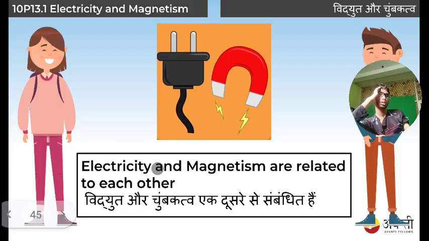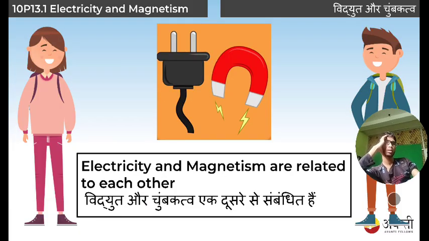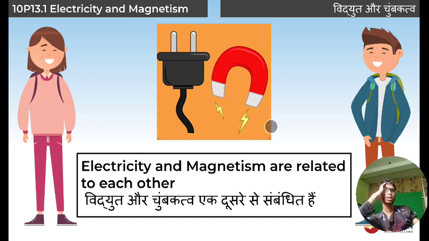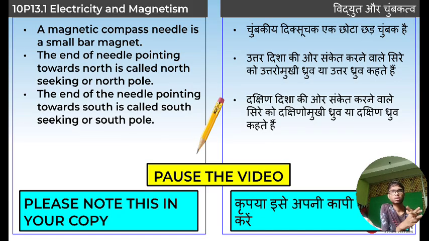Electricity and magnetism are related to each other. Yes, there is some connection of electricity with magnetism. We cannot ignore it. Electricity and magnetism are related to each other. Let's see how they are related.